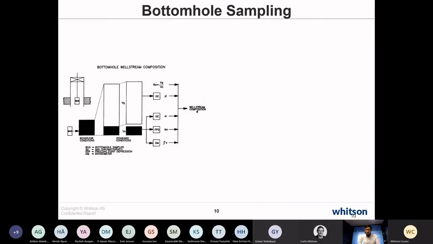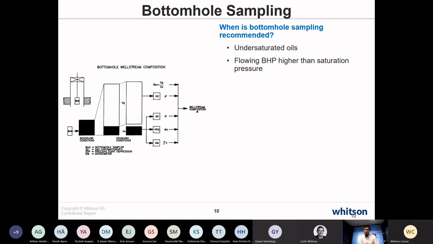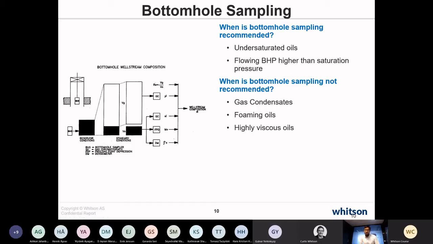Okay, so now we jump to the next sampling type. That's the bottom hole sampling. The bottom hole sampling is usually recommended for undersaturated oils, and when we know that the flowing bottom hole pressure is higher than the saturation pressure. It's not recommended for gas condensates, for the reasons discussed previously. Also foaming oils and highly viscous oils.